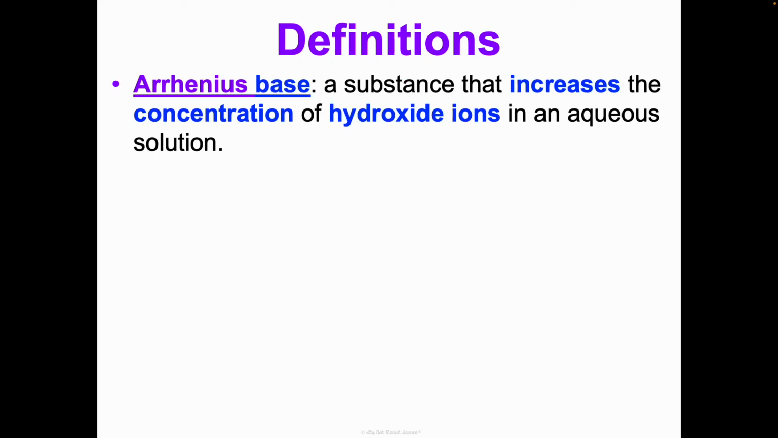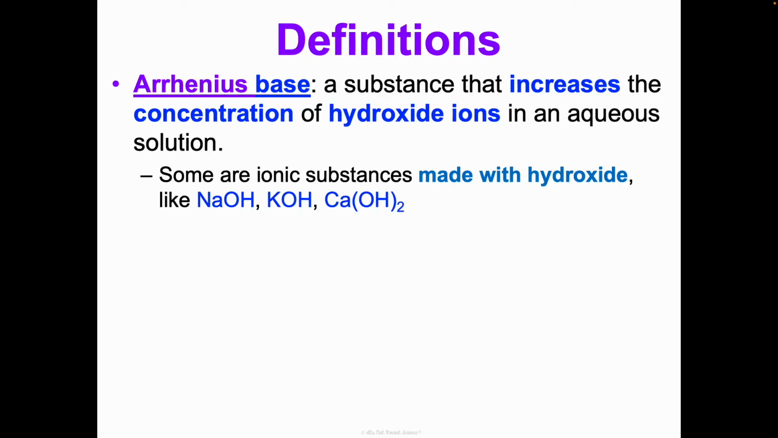Now, Arrhenius also had a definition for a base, and a base is a substance that increases the concentration of hydroxide ions in an aqueous solution. So that's going to add OH minus to the solution. Some Arrhenius bases are really obvious. They're ionic substances that have hydroxides in them. Sodium hydroxide, potassium hydroxide, calcium hydroxide. These will dissociate into their ions, and boom, all of a sudden you have hydroxide ions in the water.